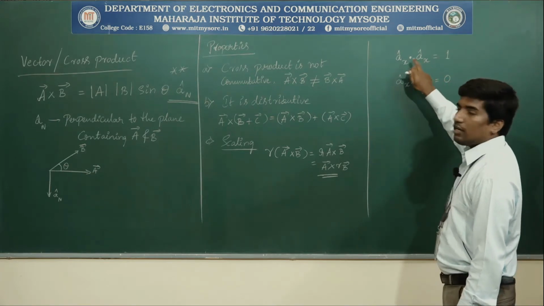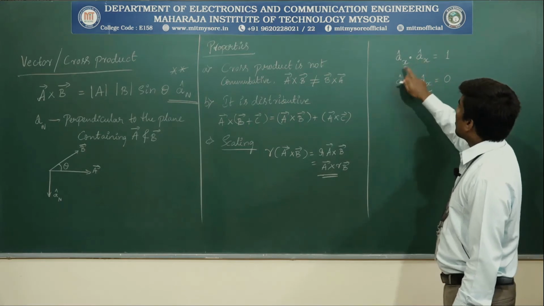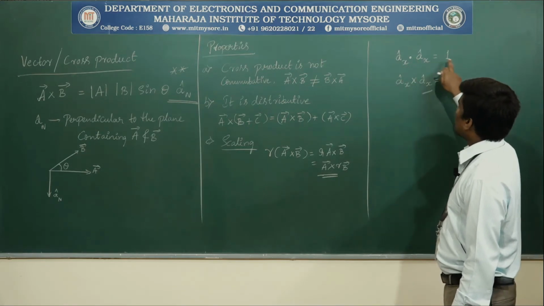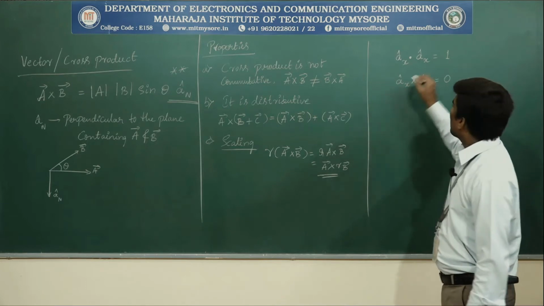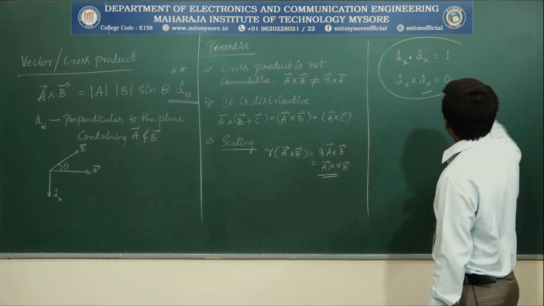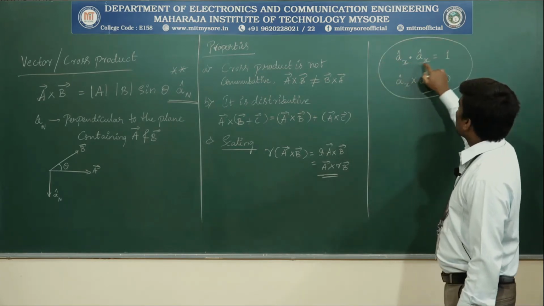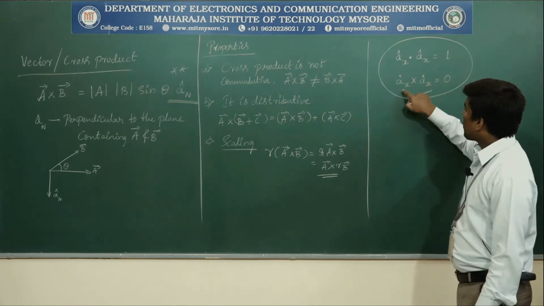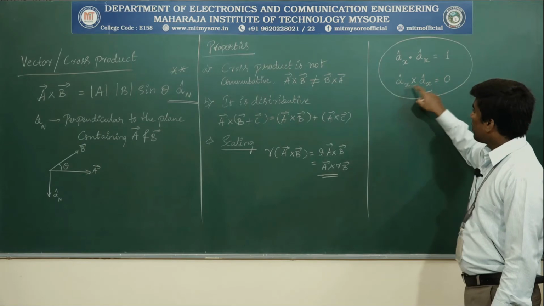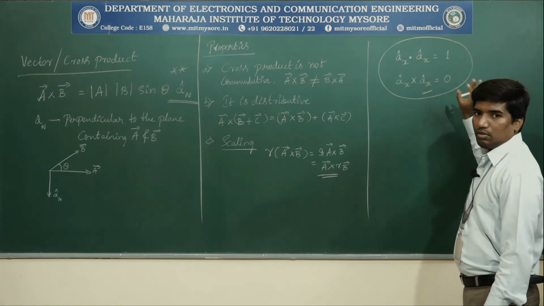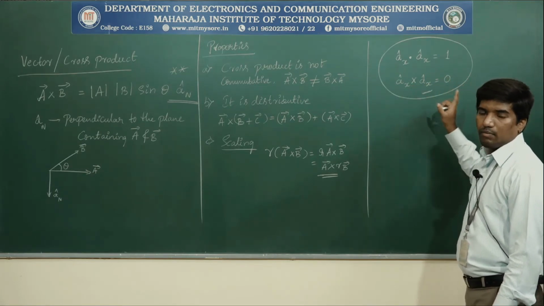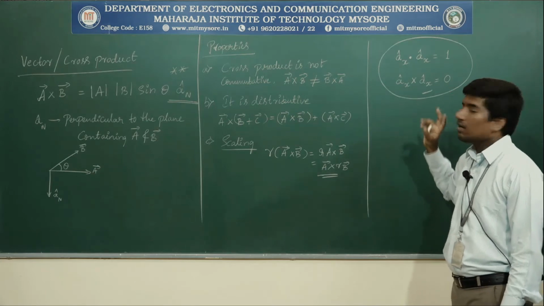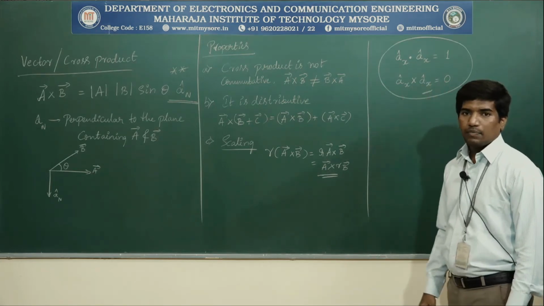Dot product between two unit vectors along the same direction is 1. Okay, so you need to remember this. Dot product between two similar unit vectors is equal to 1. Cross product between two similar unit vectors is equal to 0. That is a very important property you need to remember for the further discussion.